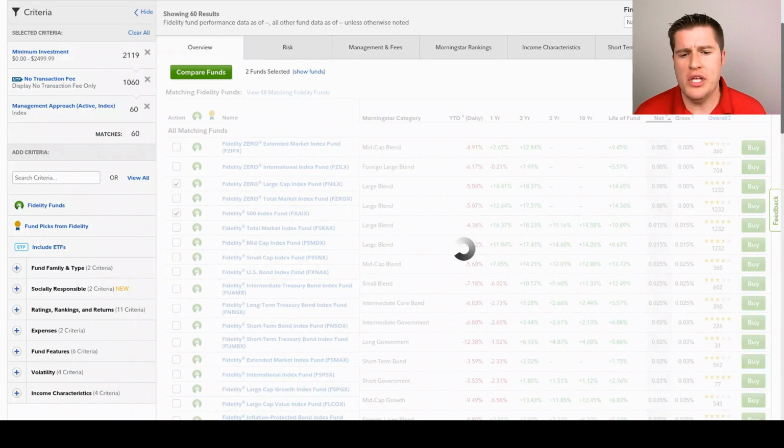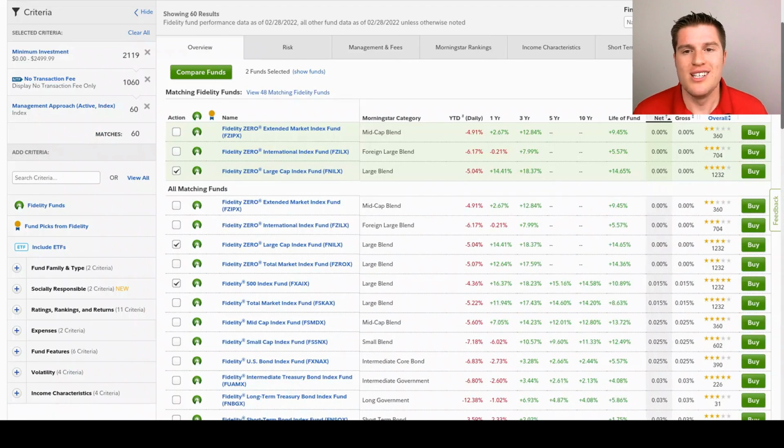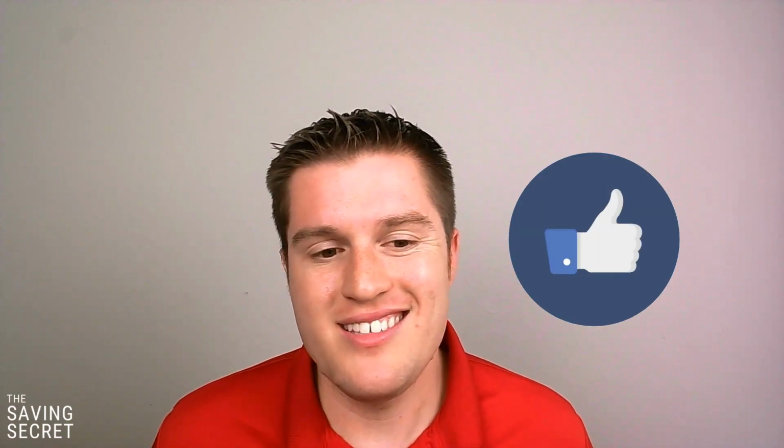Again, really helpful information. So let me know what you think. Is this tool helpful? Are you glad? Are you interested in buying index funds? Are there index funds you have questions about? Is there a particular index fund you want me to do an analysis on that you can research on this?